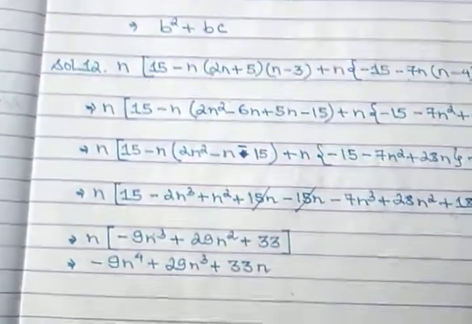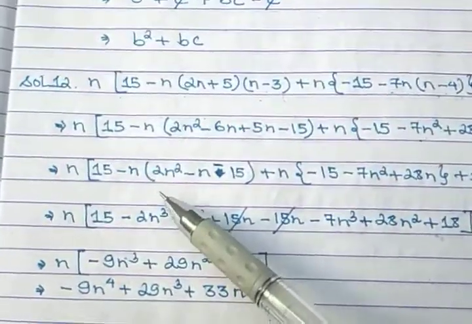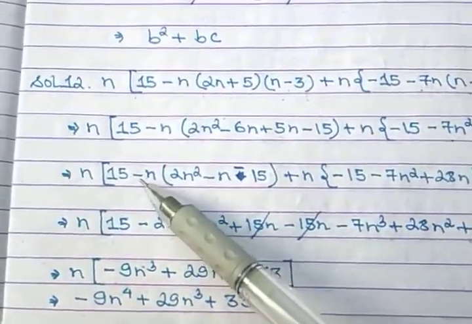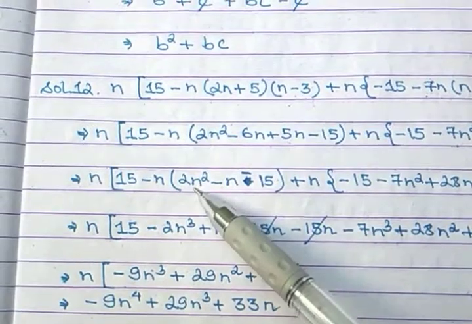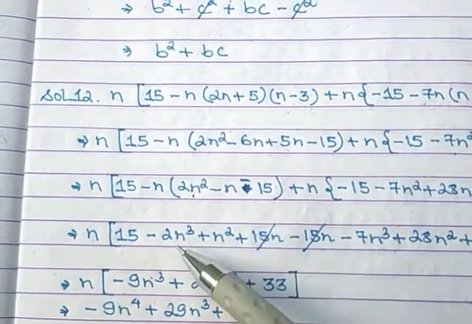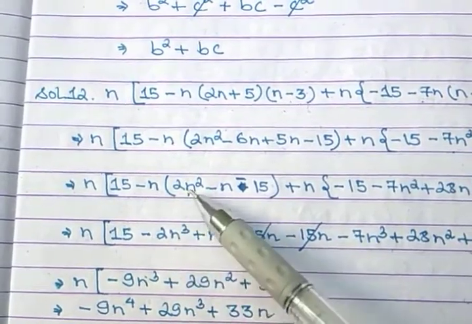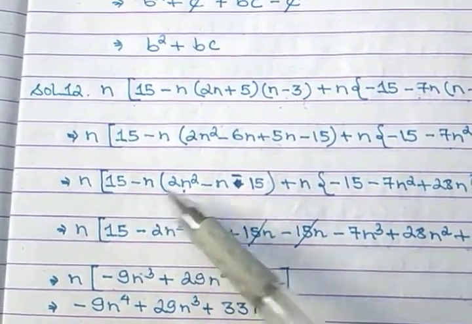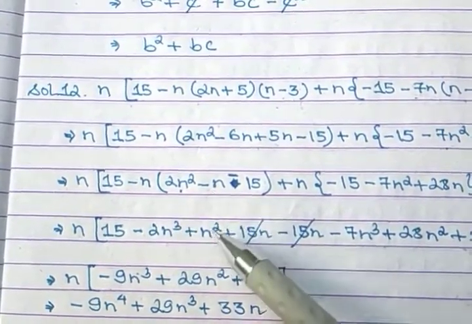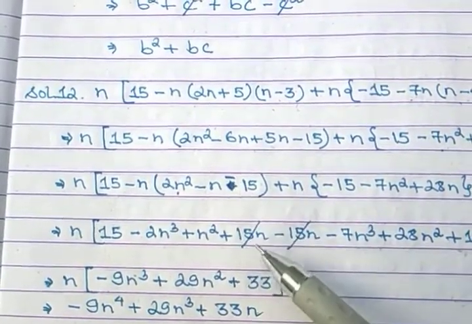Okay, now on the fourth line, what I have done here is I have opened up the first bracket, see, minus n will multiply these two terms, isn't it? So minus into plus is minus, n into 2n square will give you 2n cube, minus into minus is plus, n into n square, see, minus into minus plus 15n.